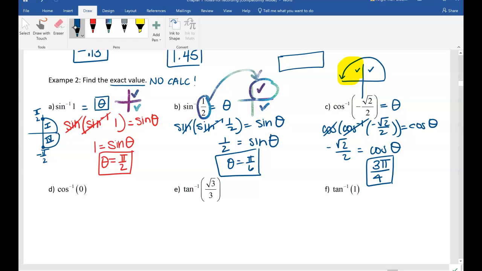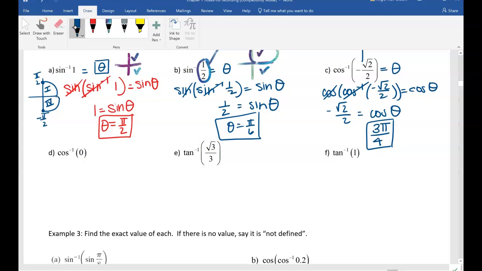Now what happens if you give me pi over 4? Then that's going to give me a positive rad 2 over 2, and that would be incorrect. That's why for inverses, it's restricted to 2 quads. One of them is going to give you a positive ratio, and one of them is going to give you a negative ratio. Okay. Letter D, if you know the answer already, go ahead and fill that in.